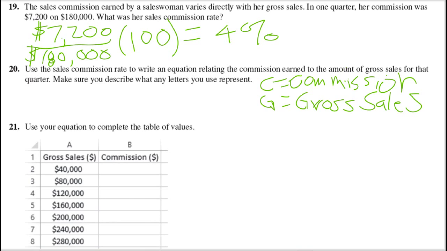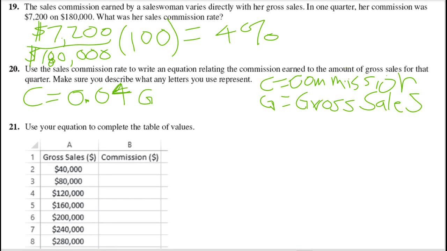We're going to take our 4%, change it back to a decimal and make it 0.04, but then we're going to multiply it by the gross sales. So to get our commission, we take 0.04 times the gross sales.